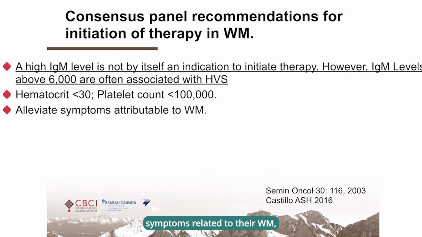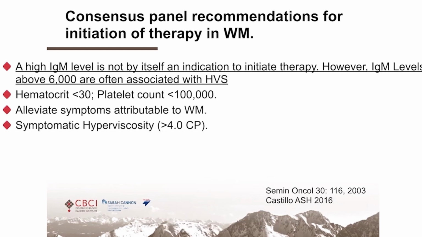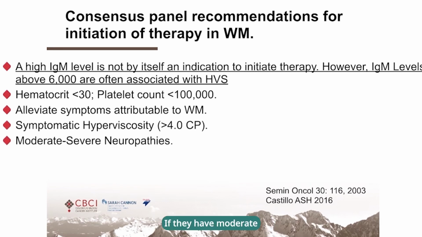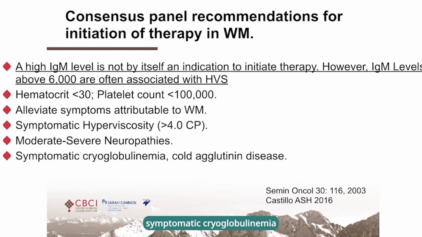If patients have symptoms related to their WM, of course, we would want to treat those patients. If patients have symptomatic hyperviscosity, we need to treat those patients, and somewhat urgently. If they have moderate to severe neuropathy, those patients are candidates for therapy. And if they have symptomatic cryoglobulinemia or cold agglutinin disease, those patients also should be treated. So we have reasons to treat WM based on lab tests and on symptoms.